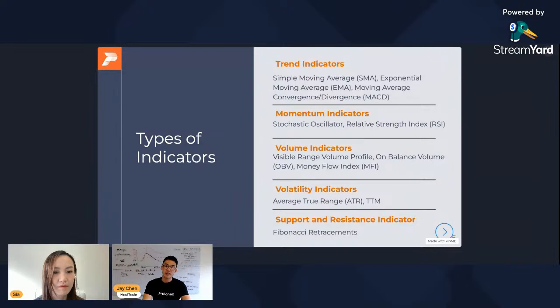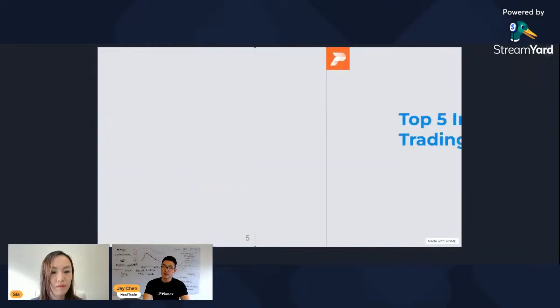And then the next one we're not really going to go over is the support and resistance indicator, like the Fibonacci. We're not really going to go into that one. All right, so let's get started.